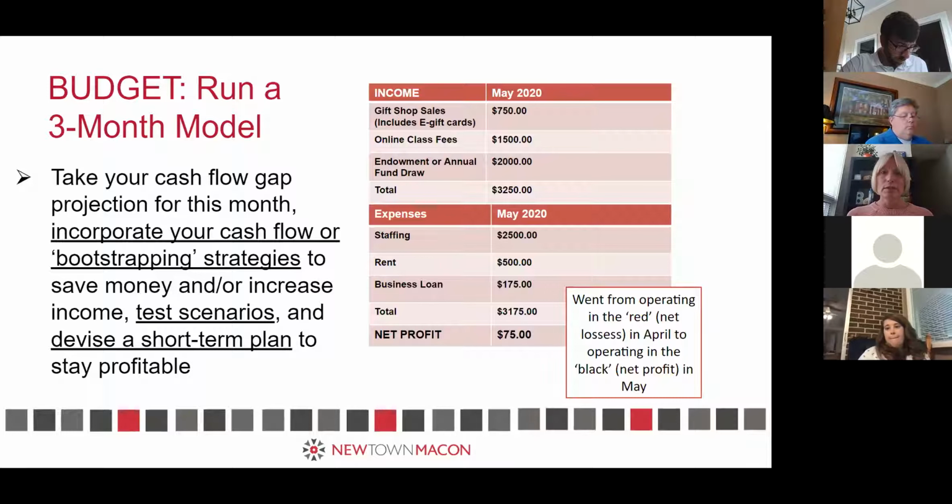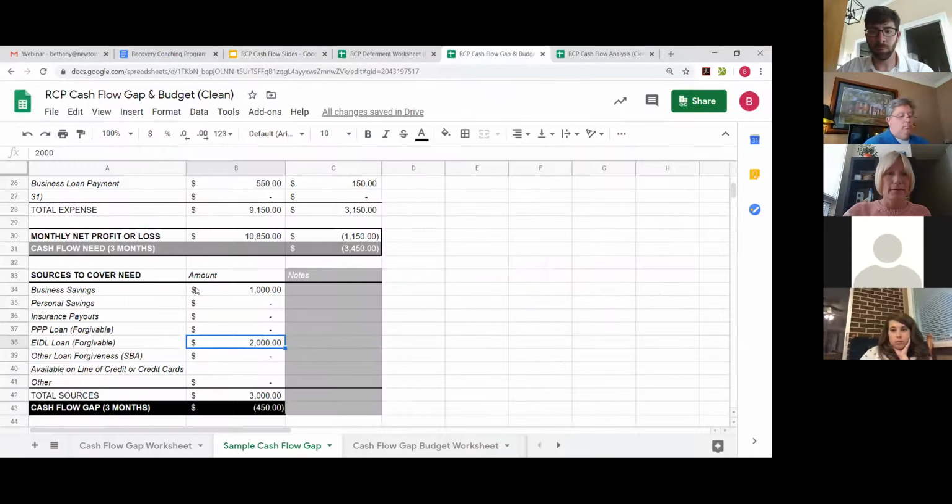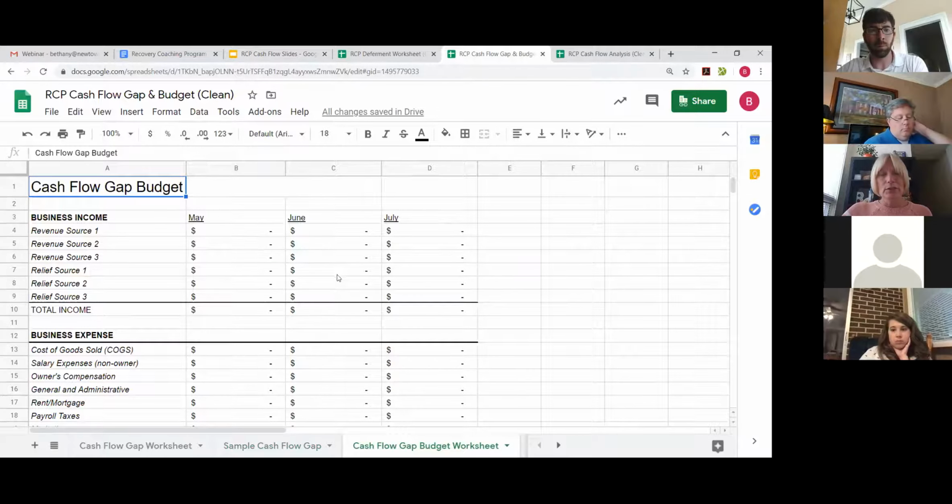So you can use this budget, this 3-month model, to test some scenarios. And then when you determine the one that's the best for you, you devise that plan, you're going to keep referring back to that. And that's going to be your tool to stay profitable in the months ahead. So let me show you what that sheet looks like real quick. So the cash flow gap budget worksheet, here's what it looks like blank. So right now we're looking at the next 3 months of May, June, and July.